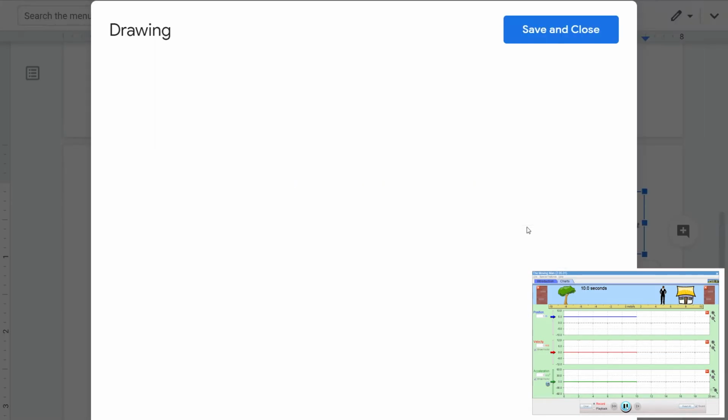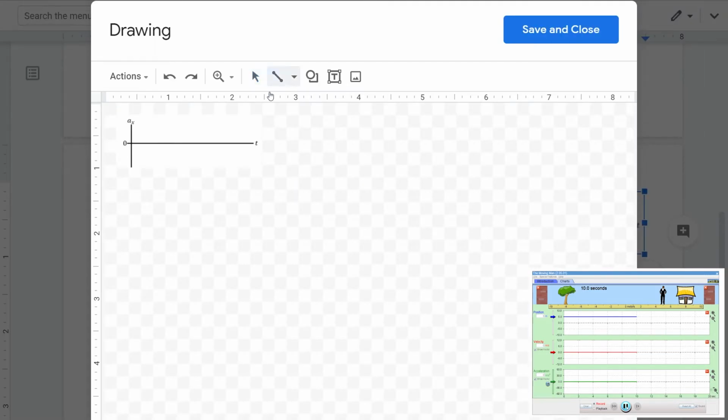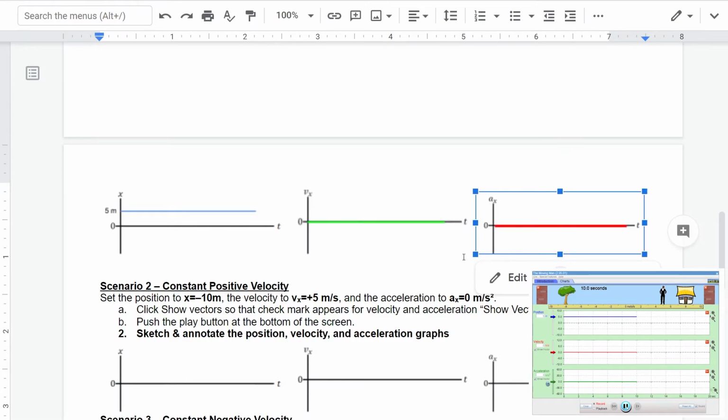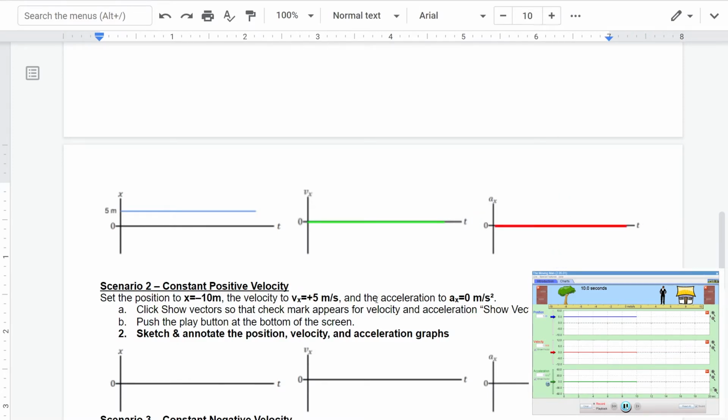And then let's copy our result for the acceleration graph. The acceleration was 0 the entire time, so that's also a horizontal line, and I'm going to use red for acceleration in our class. So there we go. Those are the first 3 graphs for scenario 1.